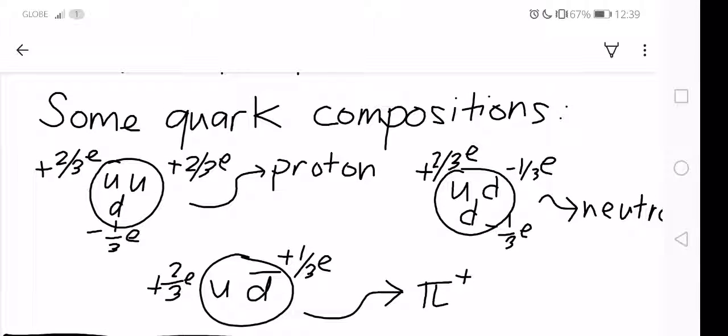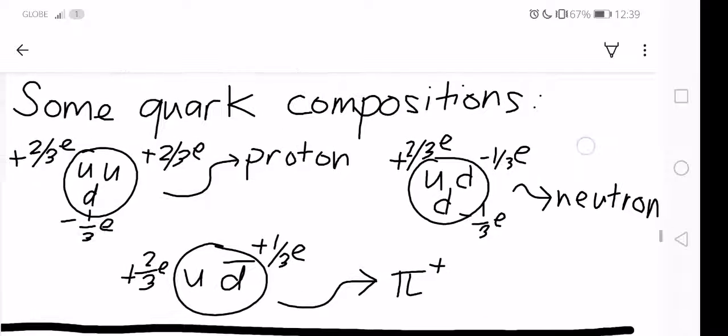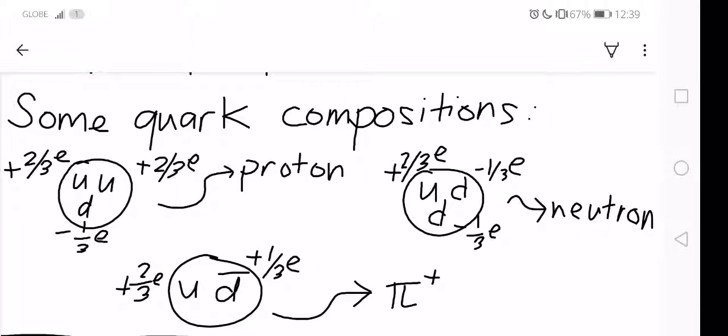As an example, here are some quark compositions of the proton, neutron, and the pion plus. For a proton, which we know has a charge of positive e, it is composed of two up quarks and one down quark. Two up quarks have a total charge of 2/3 plus 2/3 e, so you would have 4/3 e, and then adding in a down quark would result in 3/3 e, or 1 e.